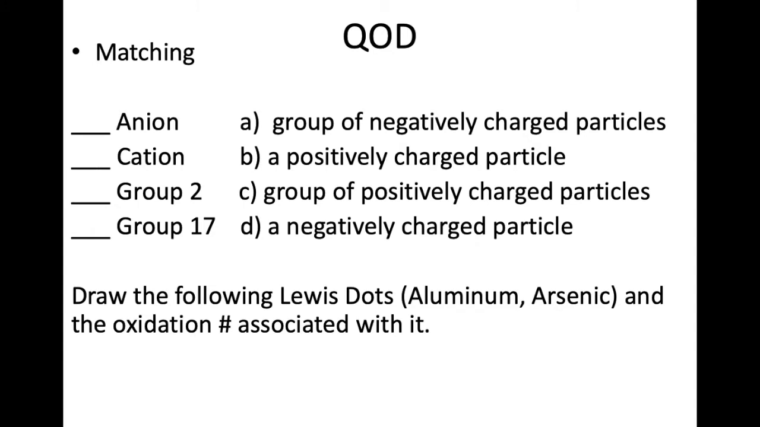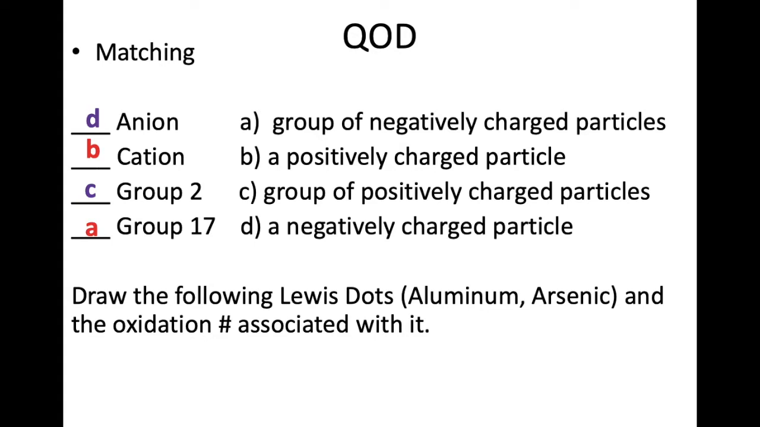So this first section is a matching section. We're going to match an anion with D, a negatively charged particle. A cation is B, a positively charged particle. Group 2 would consist of C, a group of positively charged particles, and group 17 would be A, a group of negatively charged particles.